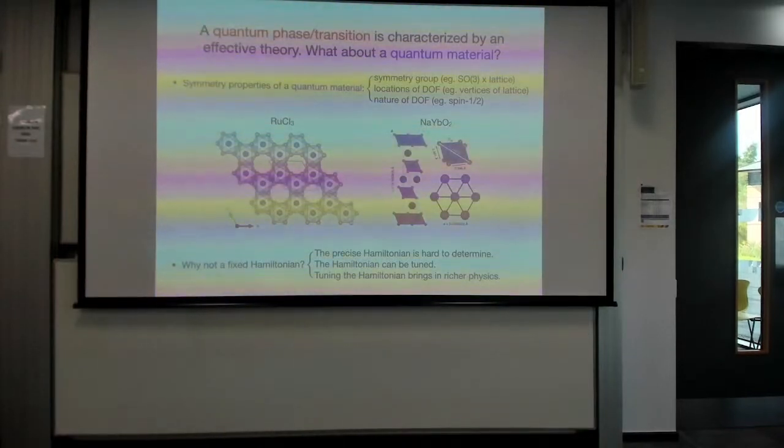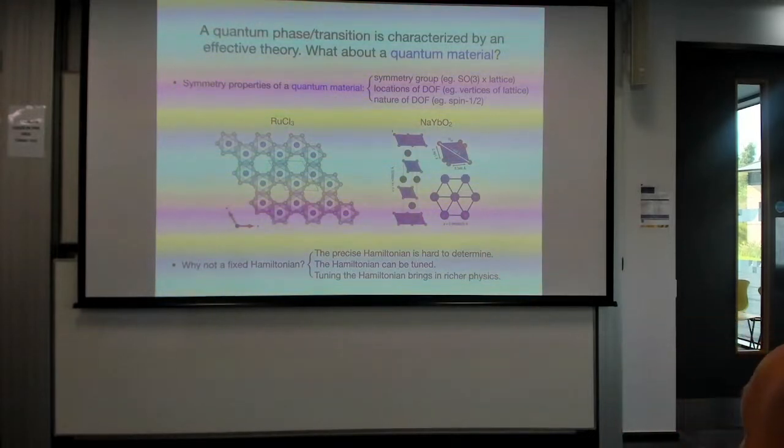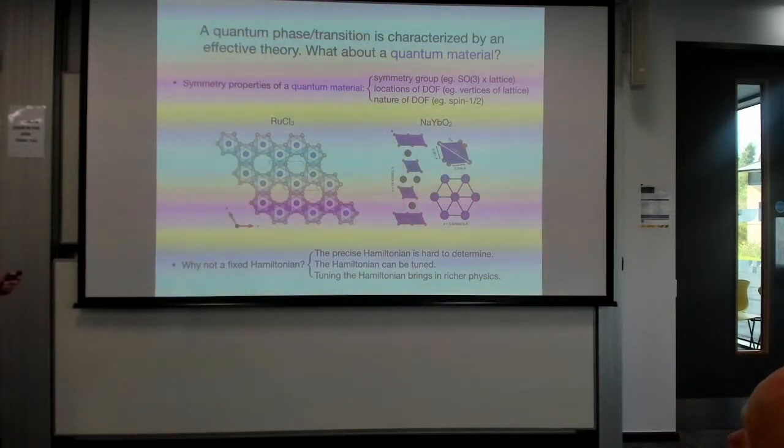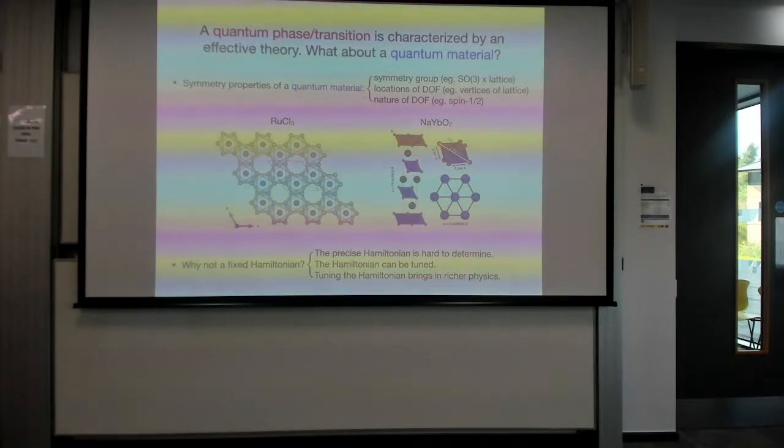And to understand this problem, I need to be able to have some characterization of the quantum phase I'm interested in, and also the quantum material I'm interested in. Usually, we use the effective field theory to describe the quantum phase or phase transition. Okay, that's good, suppose we know it. Now, let's discuss how we should characterize the quantum material. Here, I will characterize the quantum material using its symmetry properties.